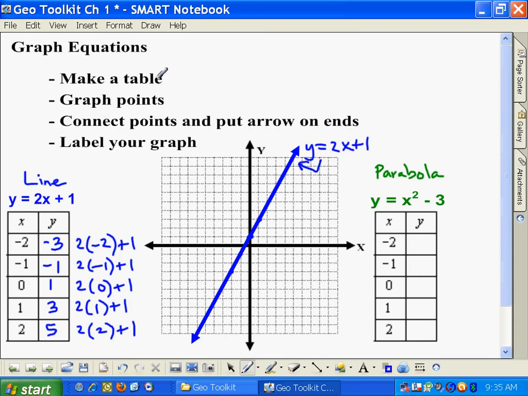So we made a table, we graphed the points, we connected the points and put arrows on the ends, and then finally we label the graph here. Alright, so that's that graph.